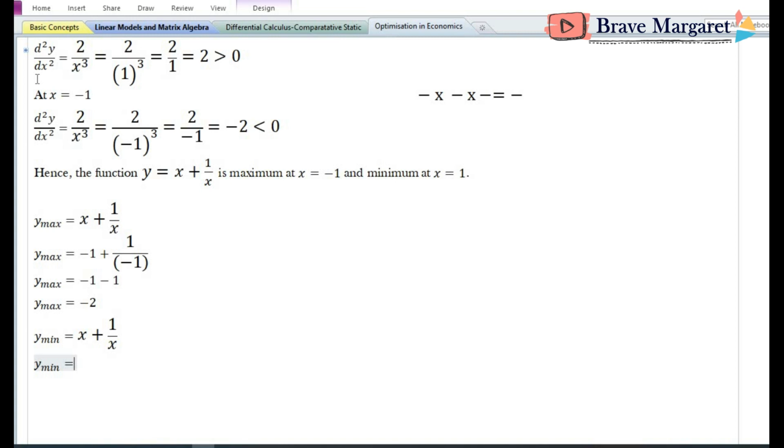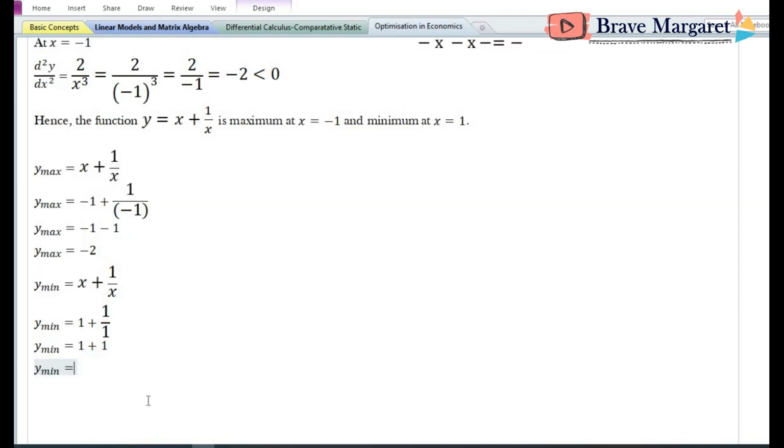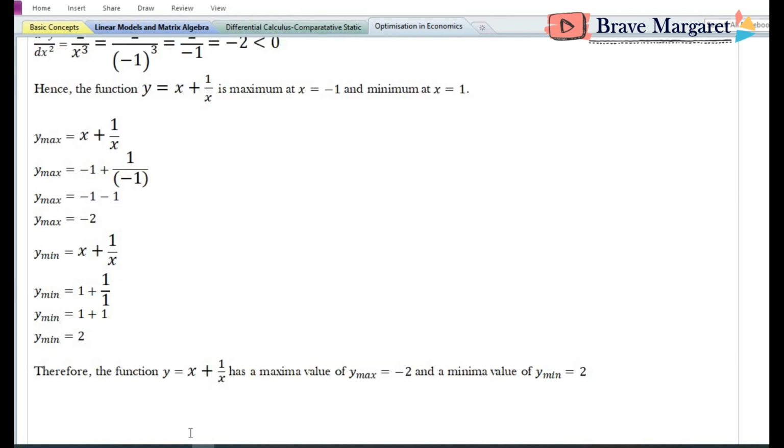In order to find the minima value of the function, we need to substitute the value of x at which the function is minimum. So the function is minimum at x equals 1. So in each term, wherever x is present, we shall substitute it by 1. 1 plus 1 by 1. So the minimum value of the function is equal to 2. Therefore, the function y equals x plus 1 by x has a maxima value of y max equals minus 2 and a minima value of y min equals 2.